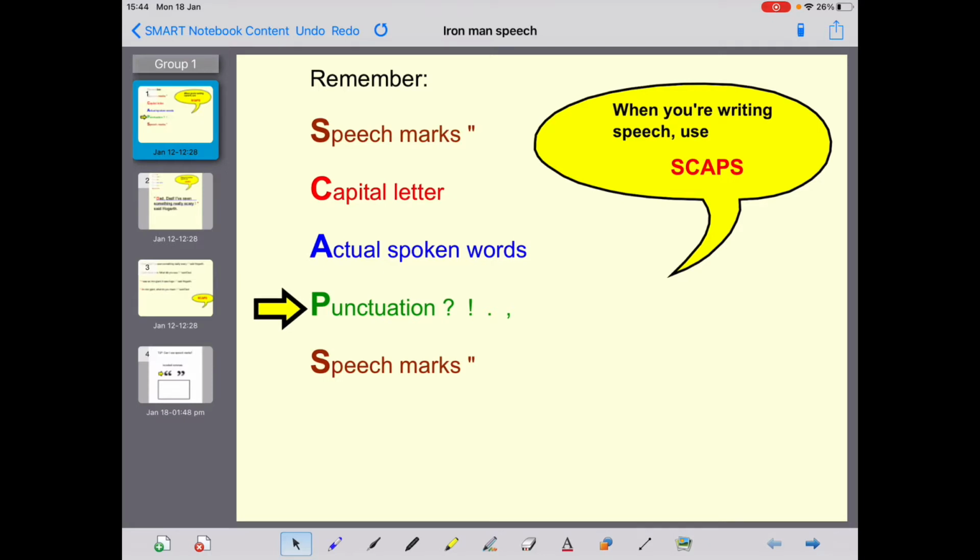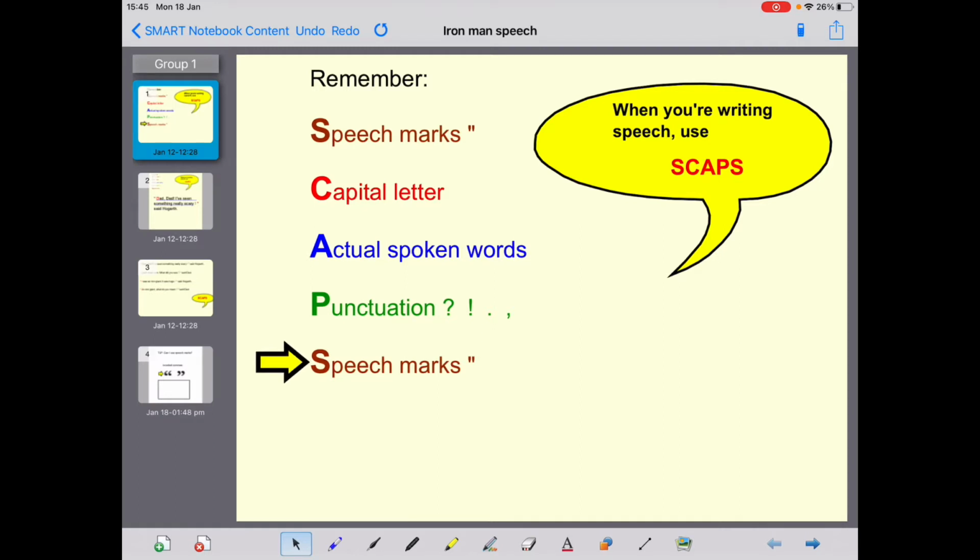We need the punctuation to finish off the speech. So if it's a question, an exclamation, if it's the end of what's being said, or if you're going to continue on and say he said or he stammered, we would need a comma. And then finally, speech marks again. So, SCAPS. Say it with me. Speech marks, capital letter, actual spoken words, punctuation, speech marks. And it's quite nice that you've got the same thing at the beginning and at the end.